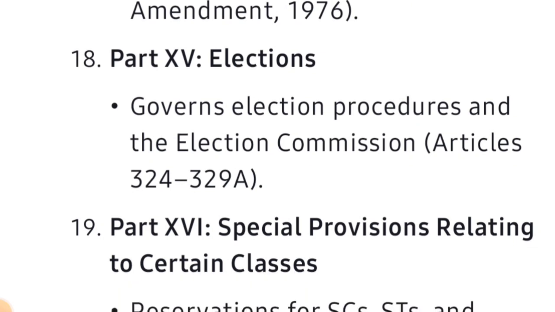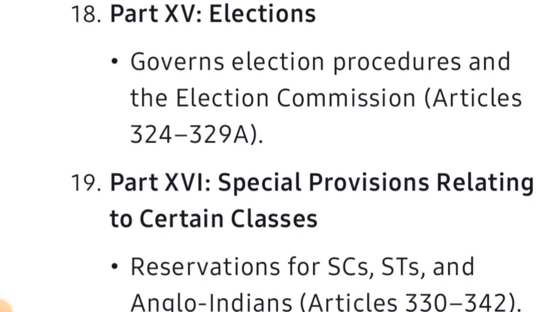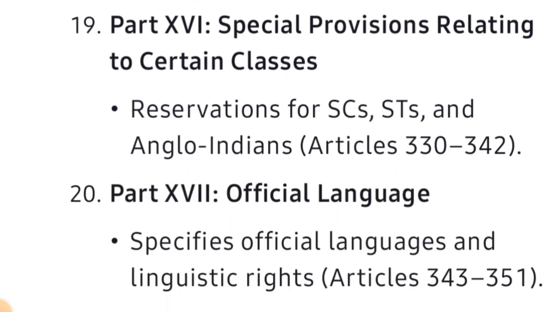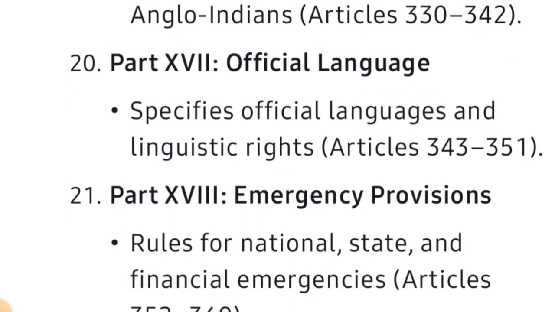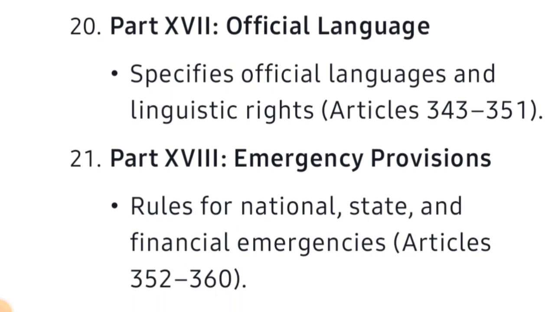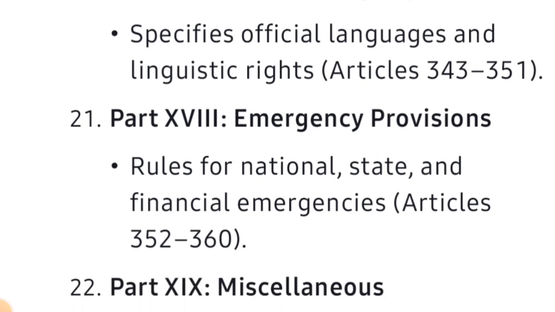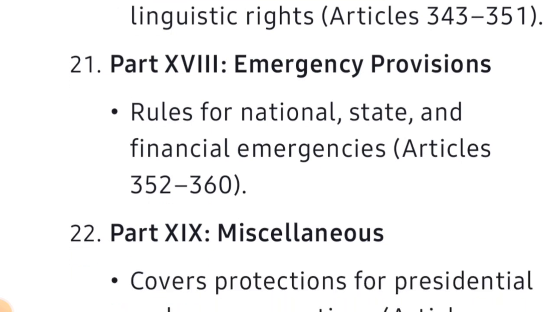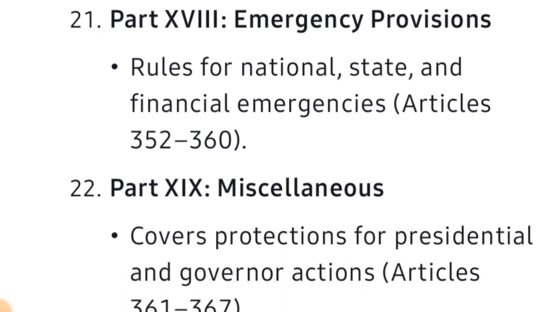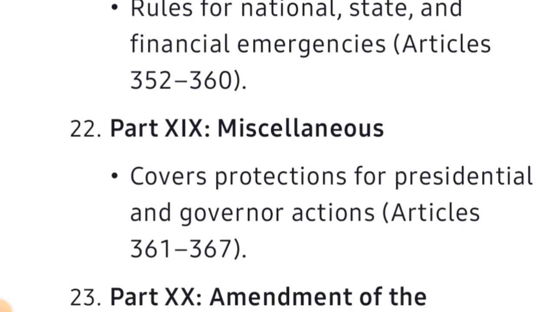Part 15, elections, governs election procedures and the Election Commission, Articles 324 to 329A. Part 16, special provisions relating to certain classes, that is reservation for SCs, STs, and Anglo-Indians, Articles 330 to 342. Part 17, official languages, specifies official languages and linguistic rights, Articles 343 to 351. And Part 18, emergency provisions, rules for national, state, and financial emergencies, Articles 352 to 360. These are the emergency provisions, that is the national emergency, state emergency, or financial emergency.